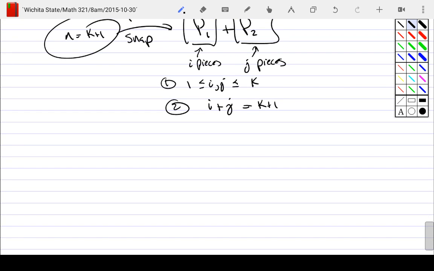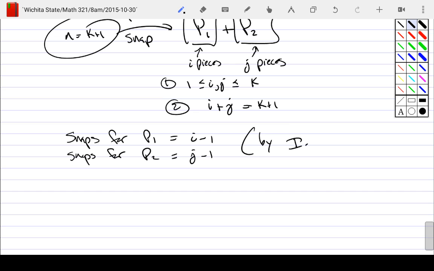I requires how many snaps? I minus 1. Snaps for P1 are I minus 1. What about snaps for P2? J minus 1, right? Because it's J pieces. Why? By the inductive hypothesis. They're somewhere between 1 and K. It works. The number of snaps is always 1 less than the number of pieces I see there.